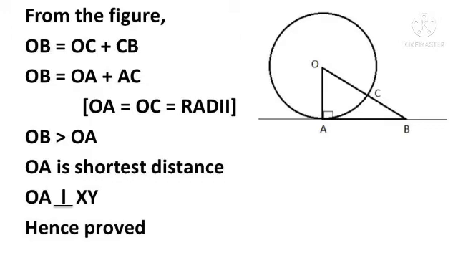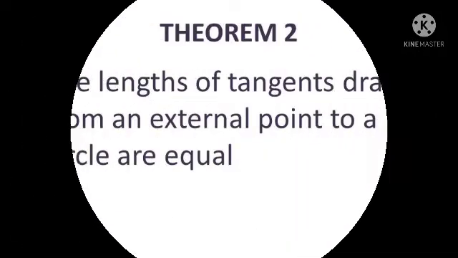OA is equal to OC because they are radii. OB is greater than OA. OA is the shortest distance. The shortest distance of a point from a given line is the perpendicular distance from that line. So, OA is perpendicular to XY. Hence proved that the tangent at any point of a circle is perpendicular to the radius through the point of contact.